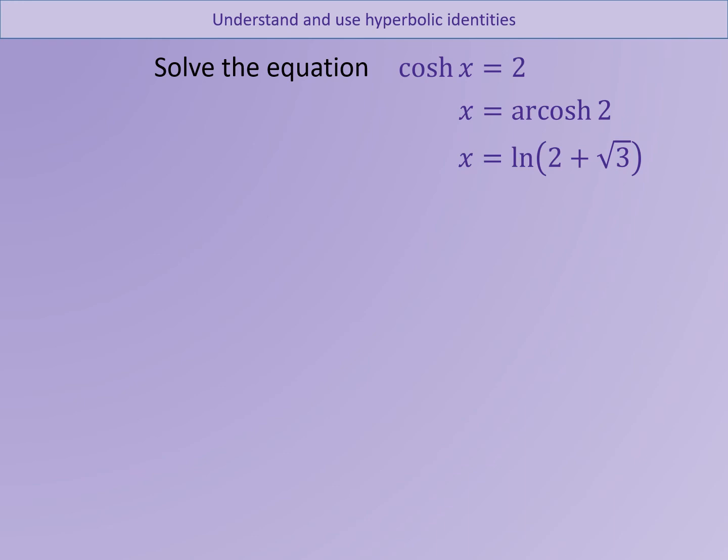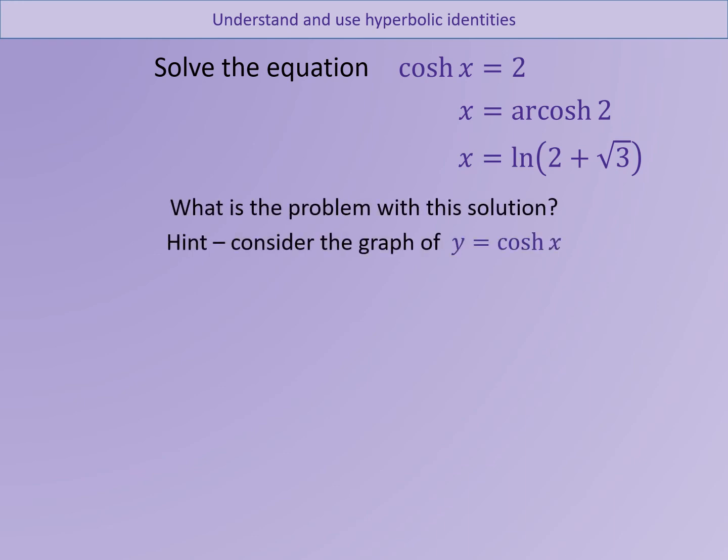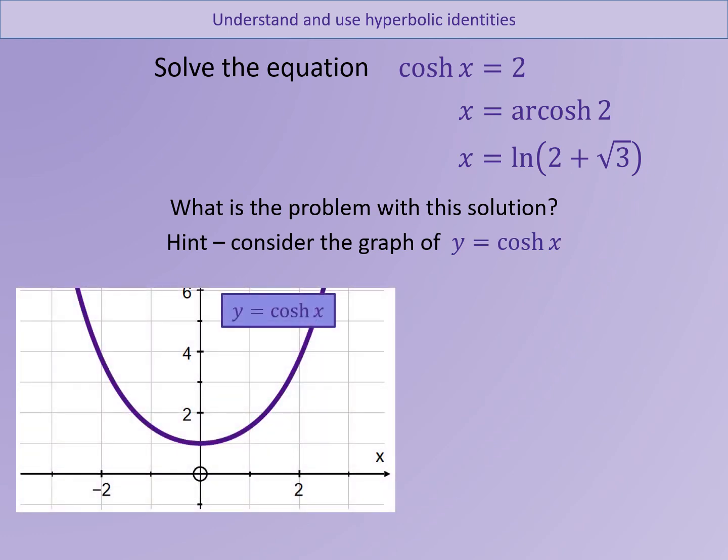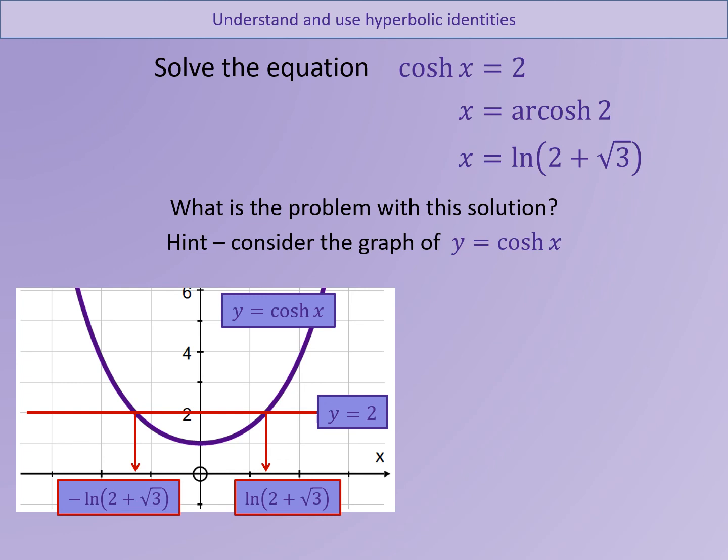So for this, we're now going to consider the graph of y = cosh x to see if we can find the other solution. So considering the graph, this is y = cosh x. Remember that it goes through (0, 1). We're going to draw a line across at y = 2. And we can see the solution that we have found here is this one here. This is ln(2 + √3). Using the fact that this is a symmetrical graph, we can conclude that -ln(2 + √3) must also be a solution.